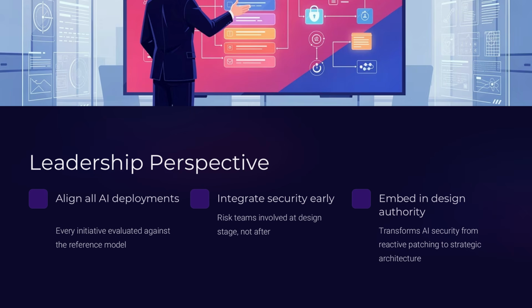Architecture review boards assess compliance with the layered blueprint. Security and risk teams are integrated early in design. Governance policies explicitly address artificial intelligence systems. The reference model becomes part of enterprise design authority. This transforms artificial intelligence security from reactive patching into strategic architecture.